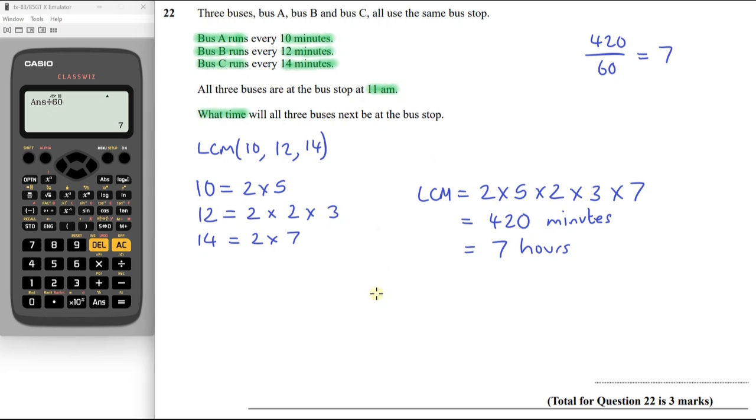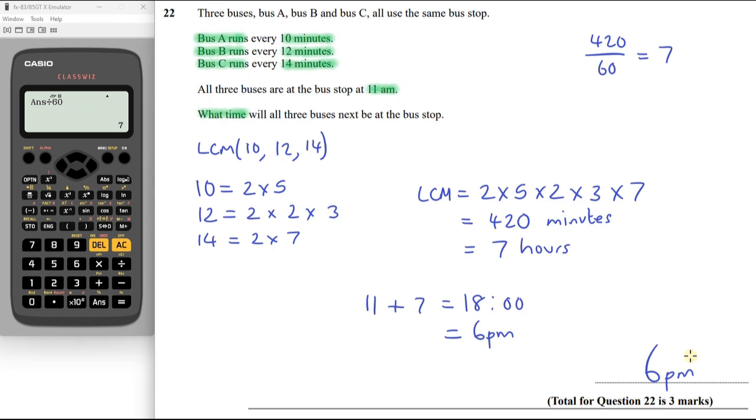So if we're starting at 11, we're adding on 7 hours. We're now at 1800 hours. So 1800 hours, that's exactly the same as 6 p.m. So the time that all three of them meet at the bus stop will be 6 p.m. And there's going to be a bit of a collision when that happens.